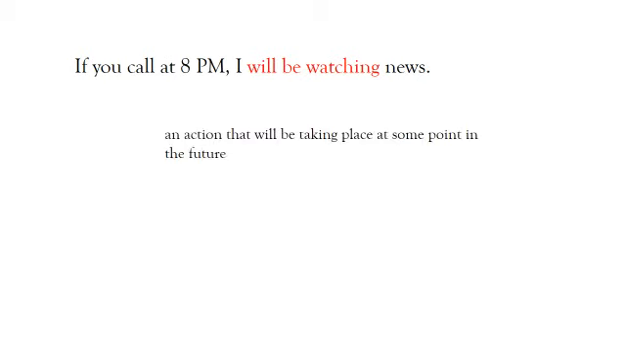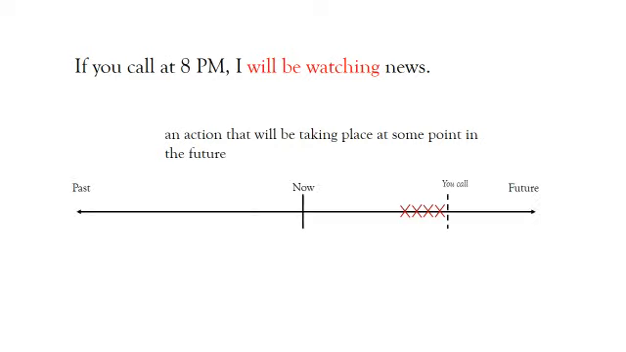An action that will be taking place at some point in the future. So on the diagram, we are talking about an action that has not started yet. So it has nothing to do with the present time. It is something that is in the future. I will be watching news. See, it's happening. And when that is happening, the other action will happen, which is if you call at 8 p.m. So both watching news and calling happen in the future.